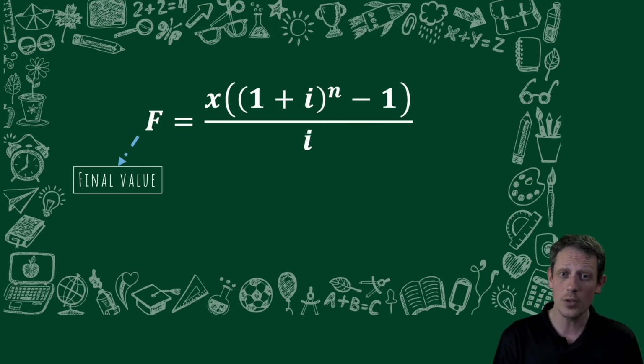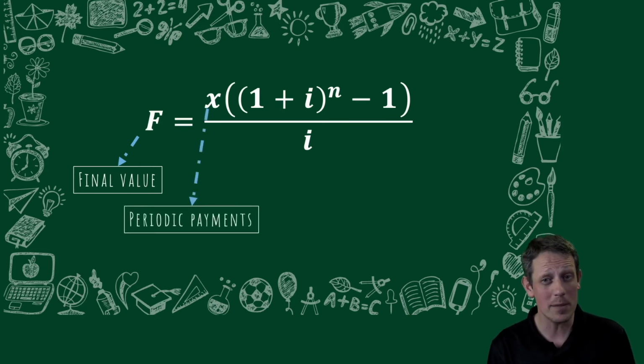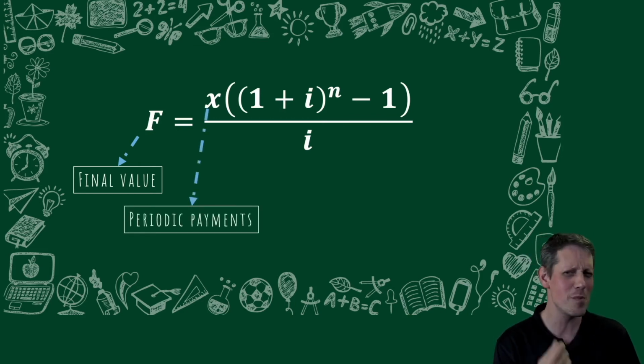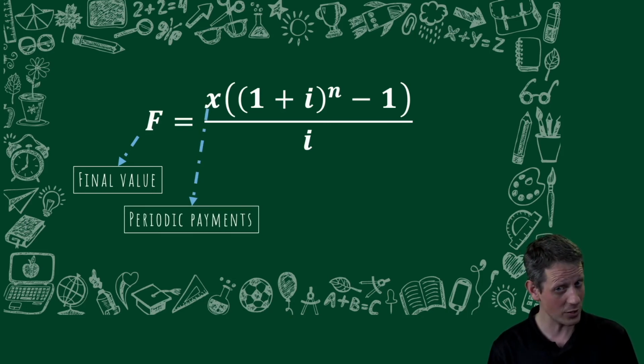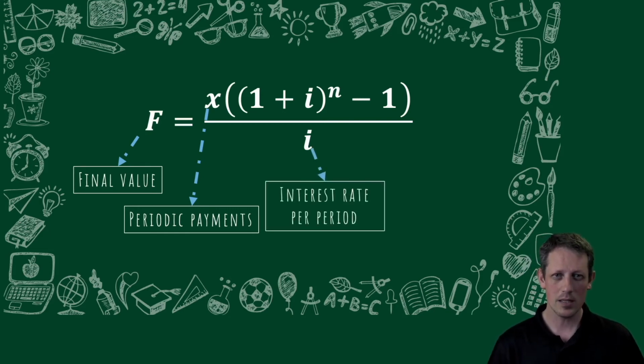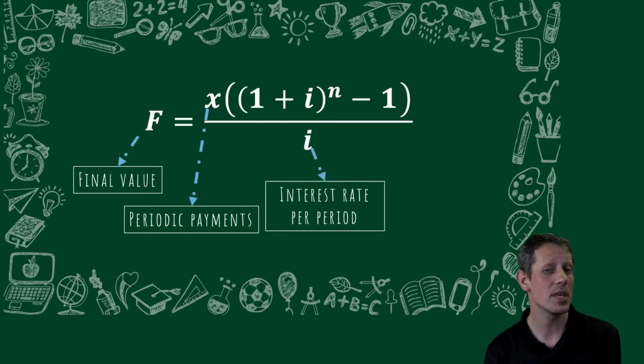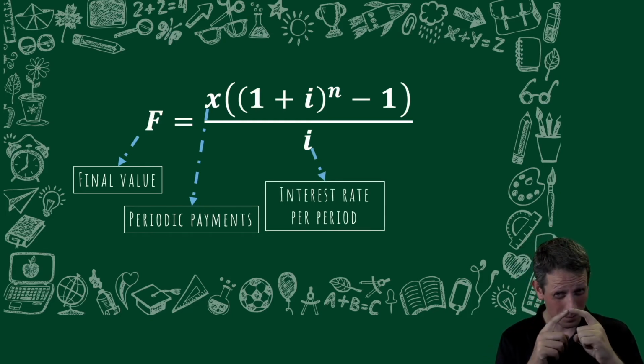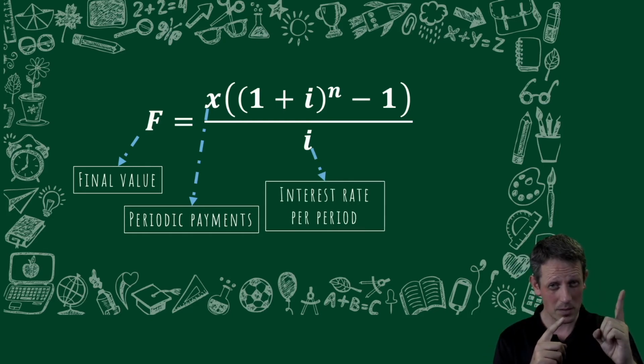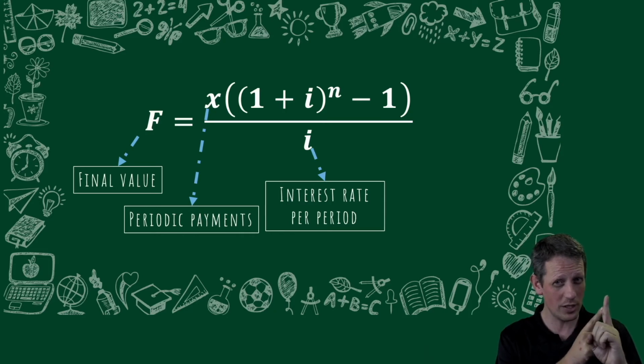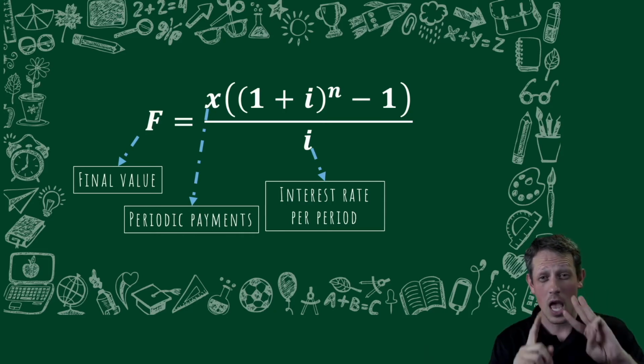The x value is your periodic payment. So that's how much you pay every month, every quarter, every year into this annuity. It remains constant, remember that. The i is the interest rate per period. Please remember the payments, how often they occur, and the interest rate, how often the interest rate occurs, as well.